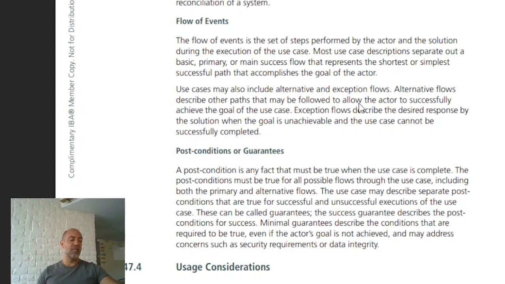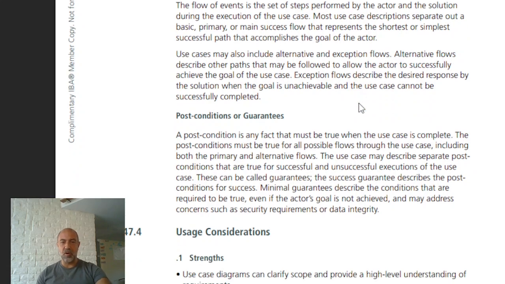Basic, it's because it's primary, it's the one we're already using, and main success flow is the one we're kind of expecting, I guess. So what they're trying to tell us here, the flow of events, if you're gonna build a use case, you can't do one that lacks detail. You can't do one that's already established, and you can't do one that's the go-to path. You have to test awkwardly. Because they're saying that these things represent the shortest or simplest successful path, so that's kind of stupid, because you need something a bit more complex in order for you to dig in.